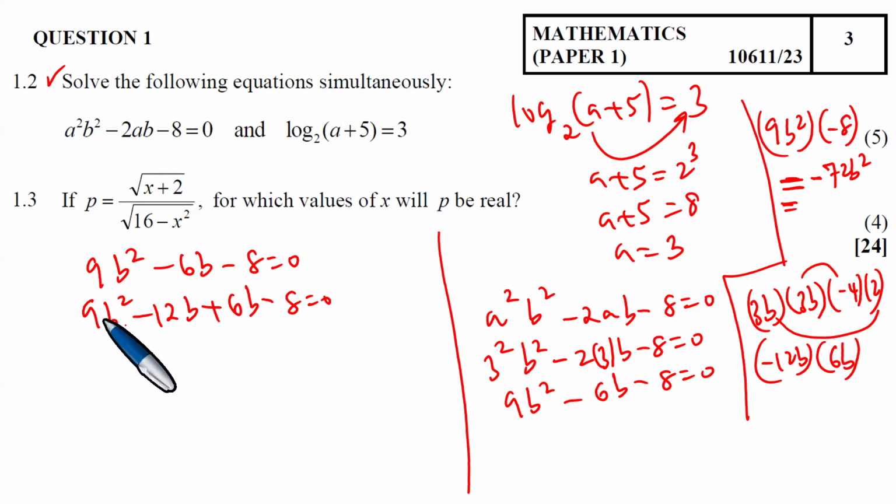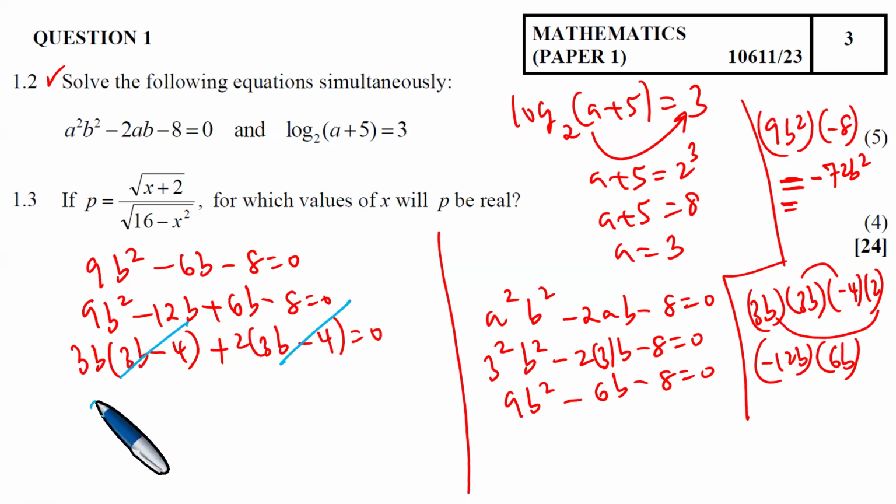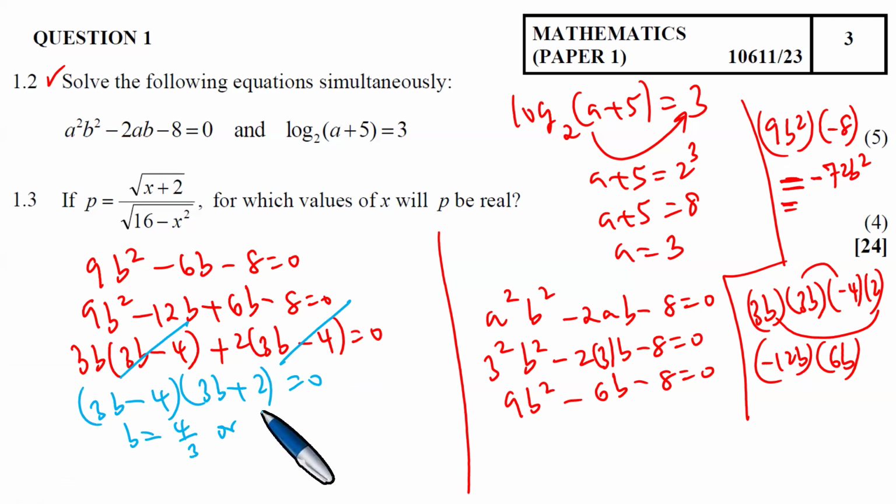Then you take the highest common factor of the 9 and the 12, which is exactly 3b, and you have 3b minus 4. And then here you pull out the highest common factor, which is 2, and you have 3b minus 4 equals 0. At this point you can see that 3b minus 4 is common, so you pull out 3b minus 4 and you are left with 3b plus 2. This equals 0, which means that b is 4 over 3, or b is minus 2 over 3. So that is the answer to the question.